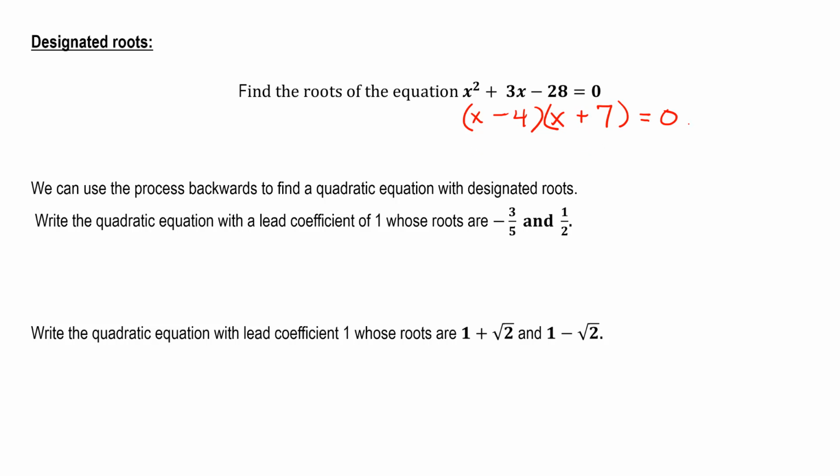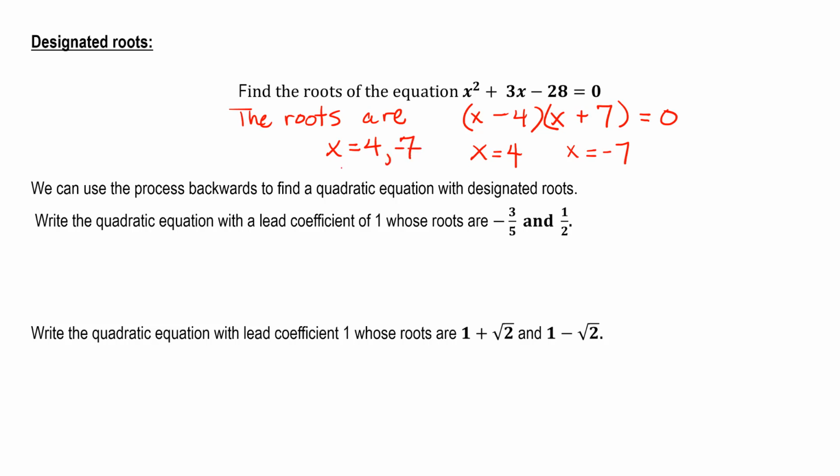You're multiplying them together to get 0, so one of them has to be 0. That's called the zero factor theorem. So one of these has to be 0. In order for x minus 4 to equal 0, x would have to be 4. In order for x plus 7 to be 0, x would have to be negative 7. So the roots of that equation, the solutions of that equation, are x equals 4 and x equals negative 7.